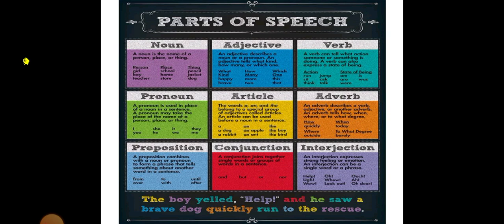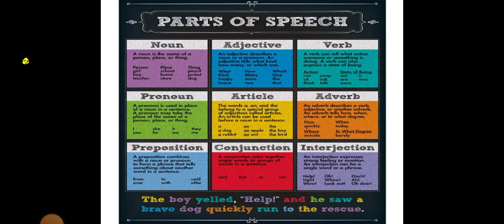What is meant by adjective? An adjective describes a noun or a pronoun. An adjective tells which kind, how many, or which one. For example, for kind: happy, brave. For how many: many, more, two. For which one: this, that. These all come under adjective.